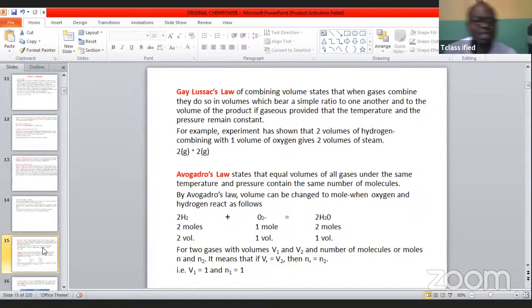Okay, so let's look at Avogadro's law. So this law states that equal volumes of all gases under the same temperature and pressure contain the same number of molecules. So what is this Avogadro's law telling us?